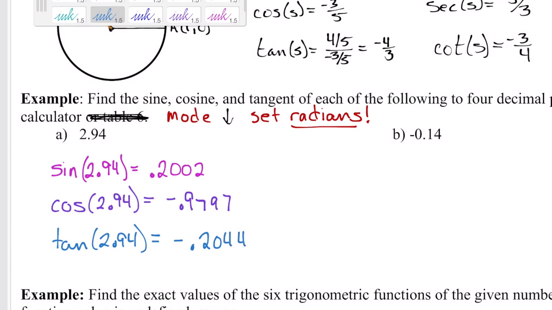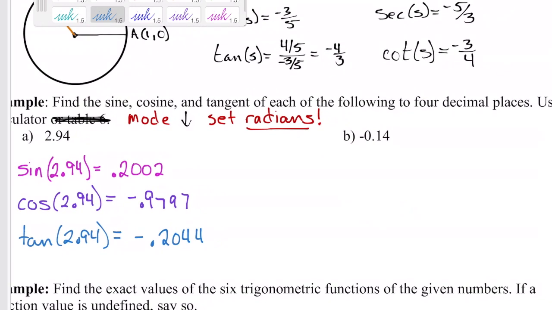And so go ahead and check out the next one. You're doing the exact same thing, just doing sine, cosine, tangent of this -0.14. And then I'm going to do kind of a fast lap through it.